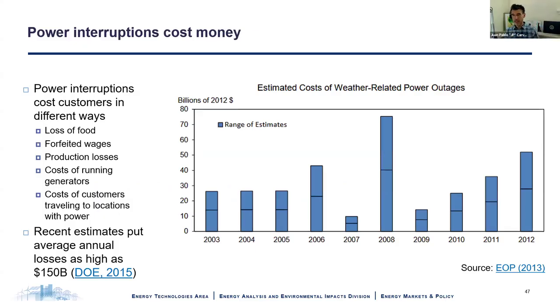So power interruption costs money. It's hard to measure, but there is definitely loss of food. There's wages that may be not acquired. There's losses in production from firms. There's costs of running backup generators. There's cost of buying them and then the fuel for running them. There's cost of customers that might want to relocate to locations with power so they feel safe. And so all of these kind of up to billions of dollars. And one recent estimate puts average annual losses as high as $150 billion a year. So there's definitely this tension between more reliability and more cost is very tangible.